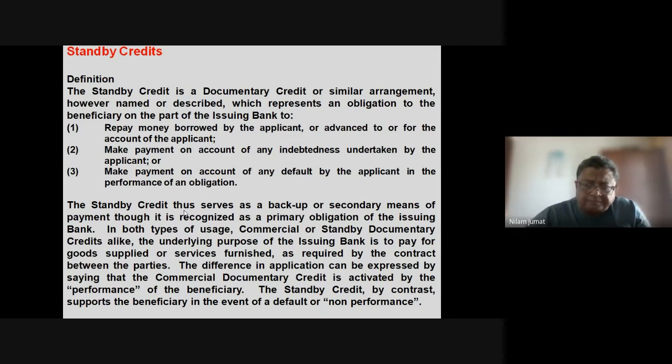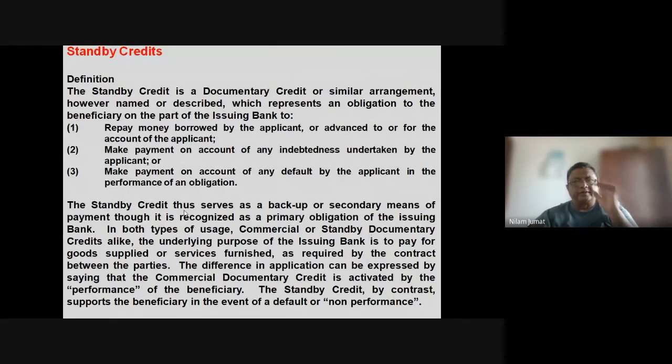Can you remember, under open account, what happens? The exporter sends the goods to the importer. The importer gets the goods and then makes the payment to the exporter. But the risk is, once the exporter sends the goods, the importer may not make the payment. Right? Understand?